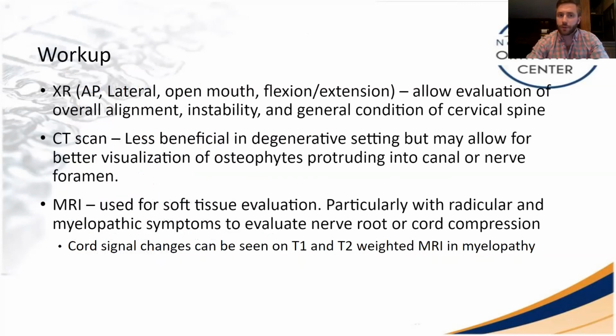Workup, let's start with x-rays. X-rays help us rule out the scary things, so they show us fractures, dislocations, they can show us shifting of the vertebrae, they can show us the overall alignment. This is a good baseline, and whenever we're operating, we're always changing the alignment, we're changing the anatomy, so we want to know what the baseline is. We want to know where the patient's at without surgery, where they're at to start with.